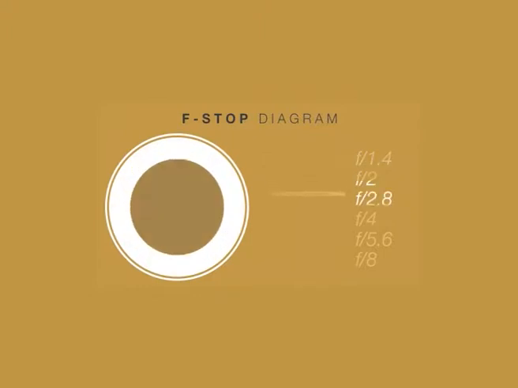F-stop actually has two meanings. One indicates the exposure setting, the aperture value, the other shows the overall brightness of the lens. The term f-stop indicates the brightness at maximum aperture and describes lens performance.